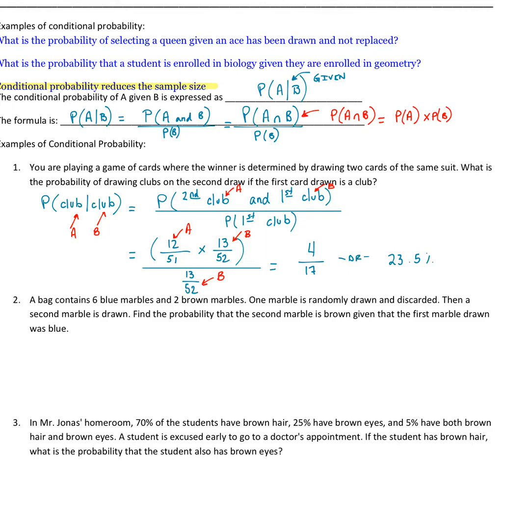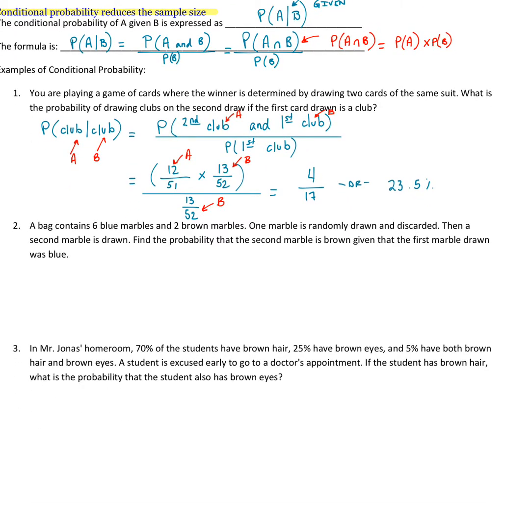Okay, our next one says a bag contains 8 marbles, 6 blue and 2 brown. One marble is randomly drawn and discarded, meaning it's not getting put back in. Then a second marble is drawn. Find the probability that the second marble is brown given the first marble was blue. Okay, so we've got the probability of brown for our second marble given the first was blue.